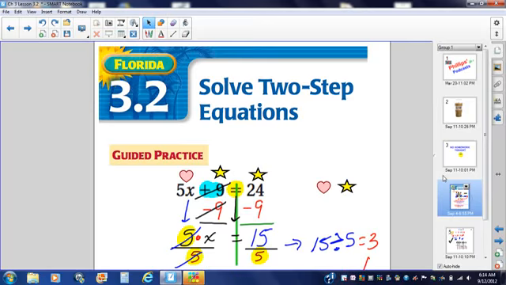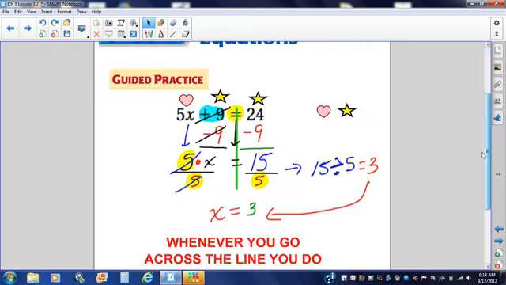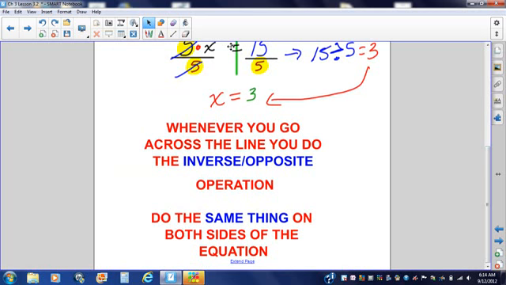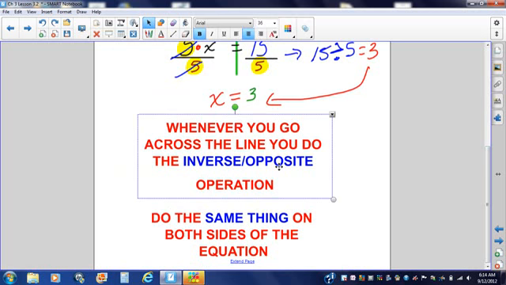So the two biggest things to remember when you are working with equations: whenever you go across that line, you have to do the inverse or opposite operation. The other thing you need to remember for working with equations, do the same thing on both sides.